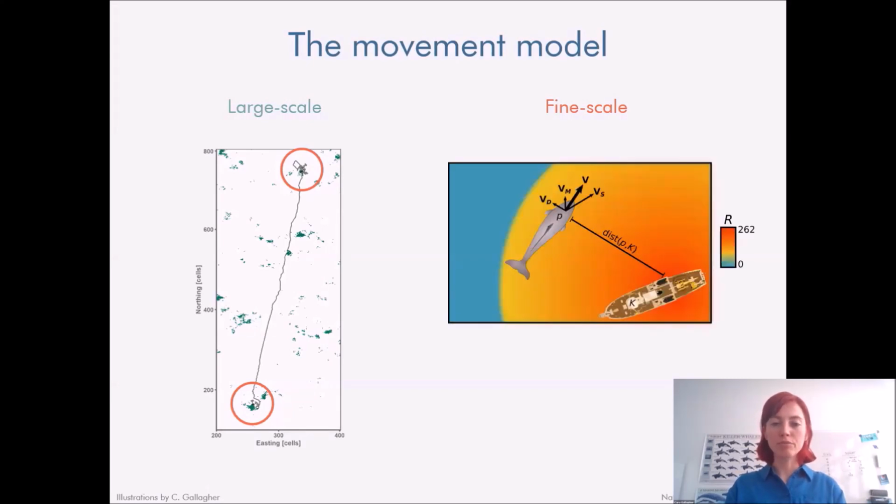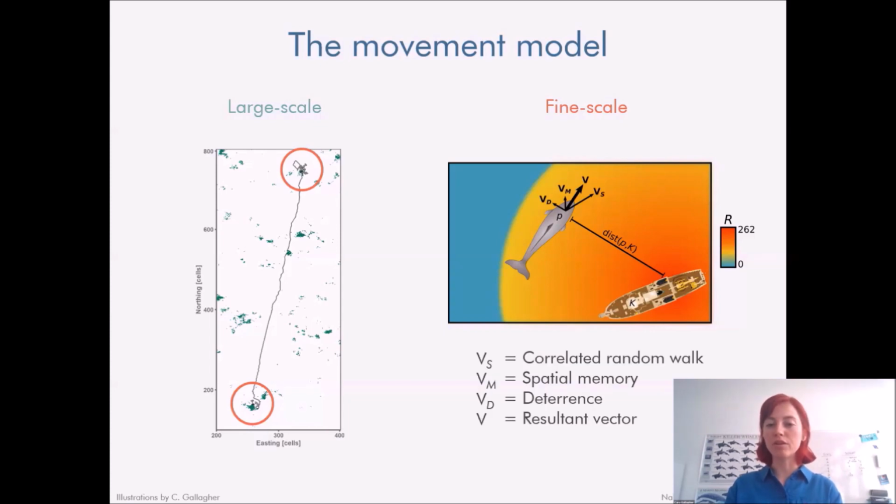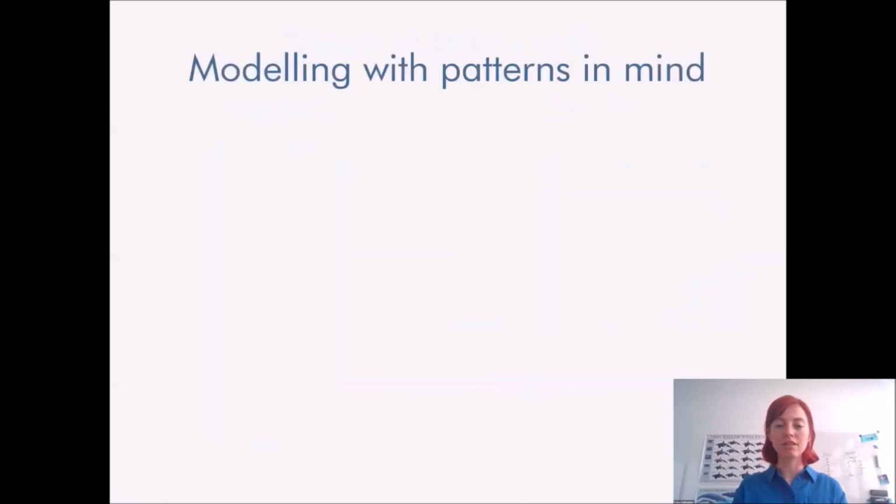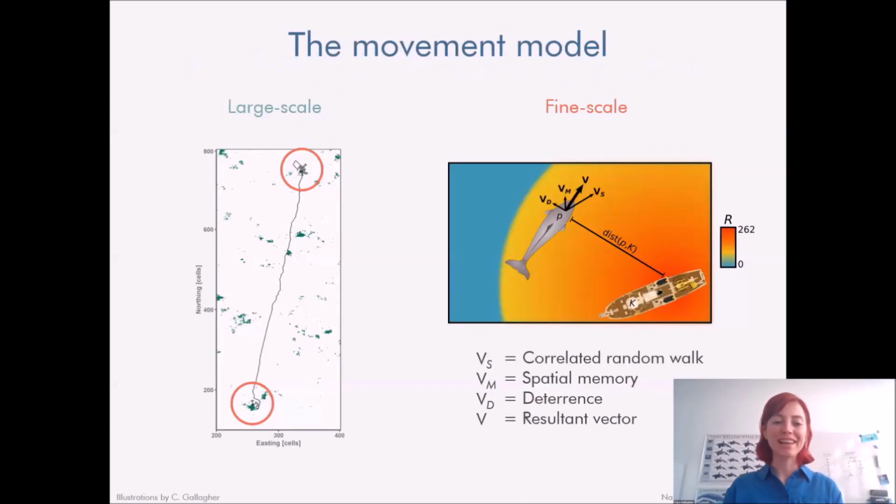And so these fine scale movements are broken into different vectors. So they take into account both a correlated random walk that allows animals to encounter new food patches, spatial memory, which allows animals to return to food patches where they found food in the past. And then there's also a deterrence vector that points animals away from a disturbance if they encounter it.